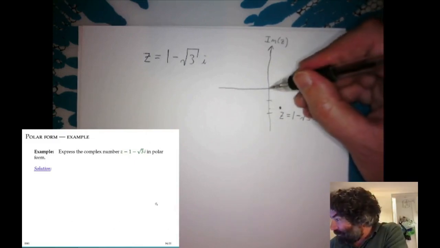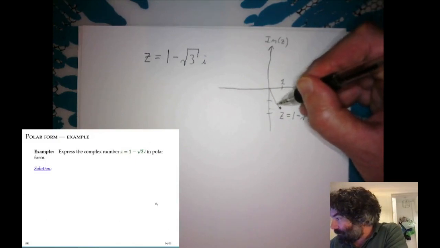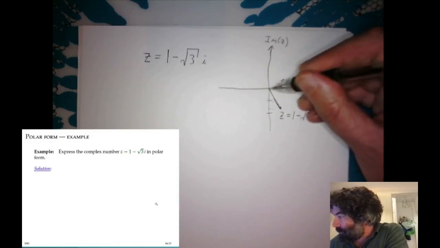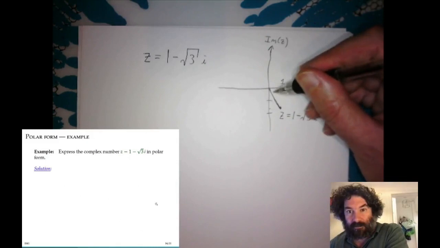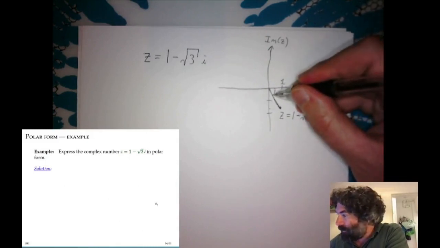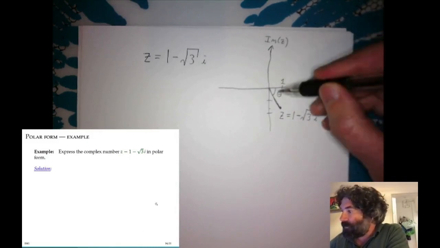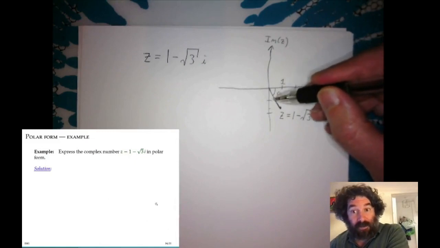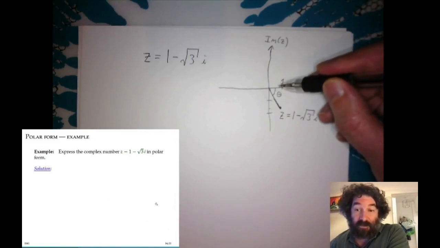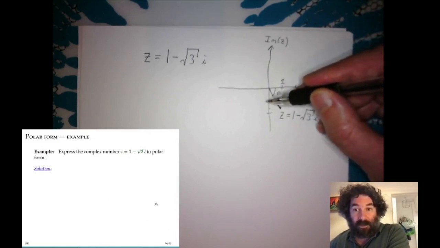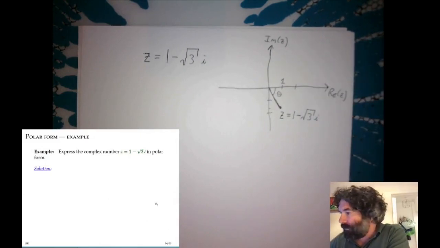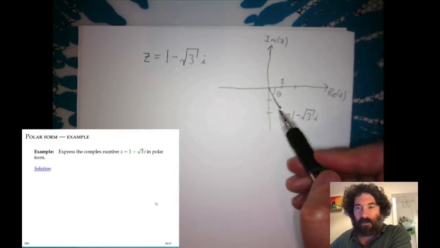All right, so r, the modulus of the complex number, is the distance or the length of this line here, and theta is going to be this angle here. So it's going to be a negative angle, between 0 and negative pi over 2. Okay, so let's first find the modulus, r.